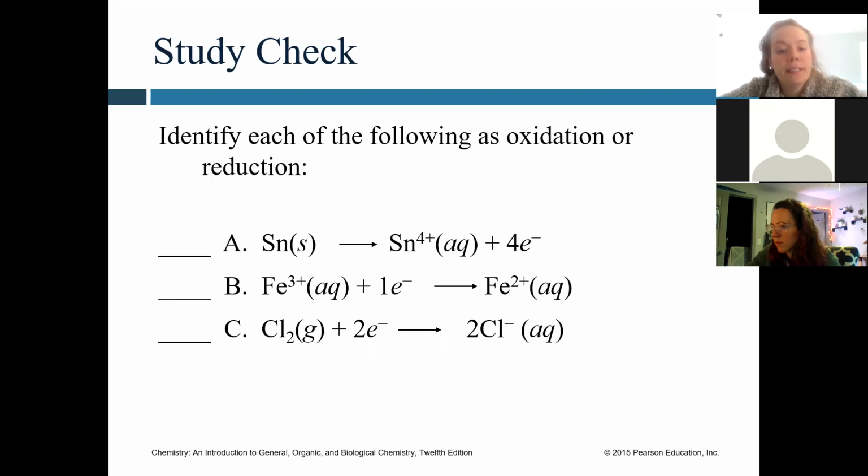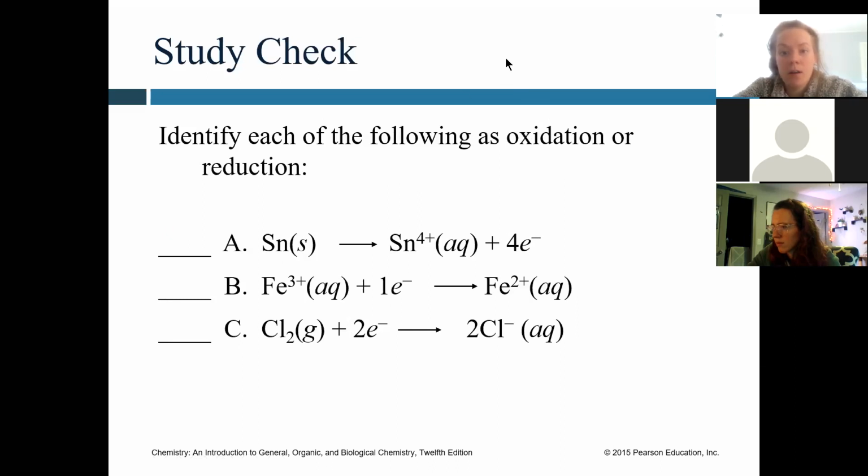So for this first one here, we've got tin, and it is losing 4 electrons, right? So it's going from what is normally a neutral charge, because we don't have a charge in the upper right-hand corner, to a 4+ charge, which means that it has lost 4 electrons.